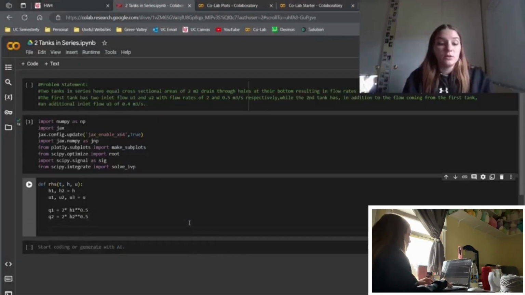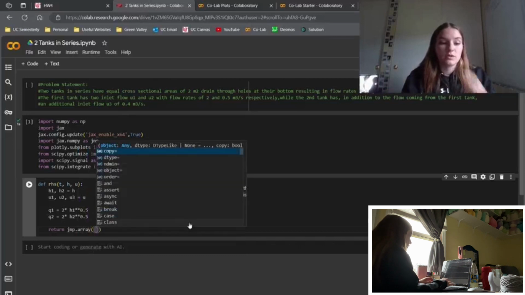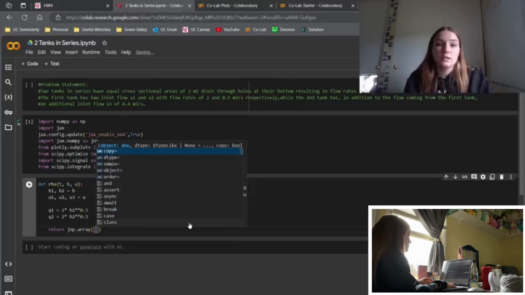Okay, so now we can use JAX to find the initial steady state height values from the equations that we found on the whiteboard. So we're going to return, and we're going to use JAX to create an array of our equations that we just did. So the left-hand side of our equation was the cross-sectional area times dH1 over dt. So we want the left-hand side of our equation just to be equal to dH1 over dt.